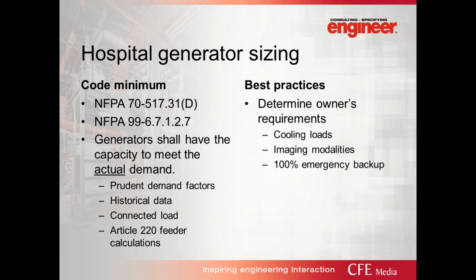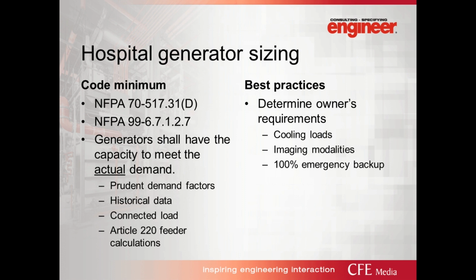When it comes to sizing a generator or a set of generators for a hospital, there are some key differences that can be taken advantage of that other facilities can't. The minimum code requirements for sizing can be found in NFPA 70, Article 517.31(D), as well as NFPA 99, Chapter 6, 7.1.2.7. These codes both state that generators shall have the capacity to meet the actual demand of the facility. Other non-healthcare emergency systems are required to have adequate capacity and rating to support all loads simultaneously. So the distinction here is that this allows you to avoid oversizing generators for a hospital.